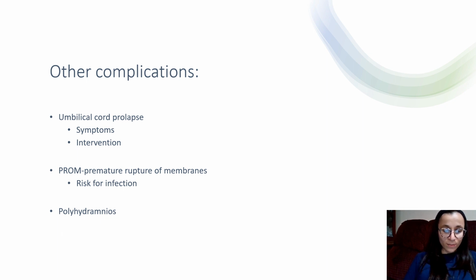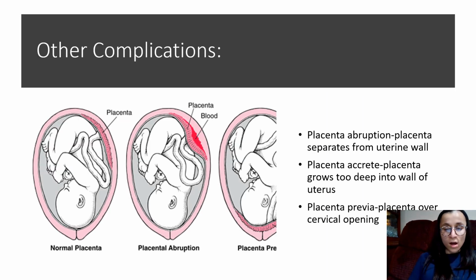The next one I want to talk about is polyhydramnios, which is basically too much amniotic fluid. Okay, so here are other complications: placenta abruption, placenta accreta, and placenta previa.